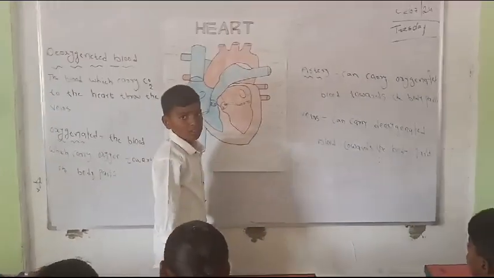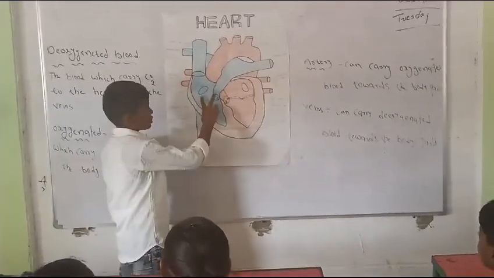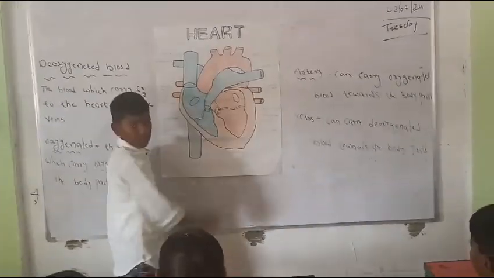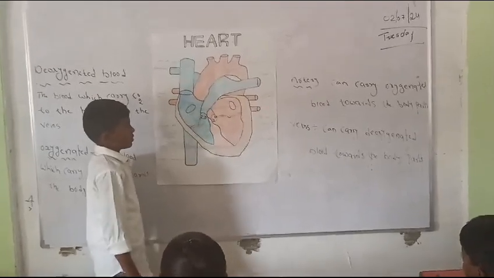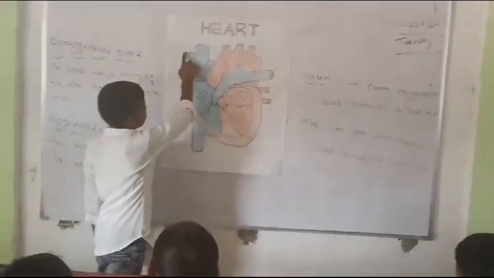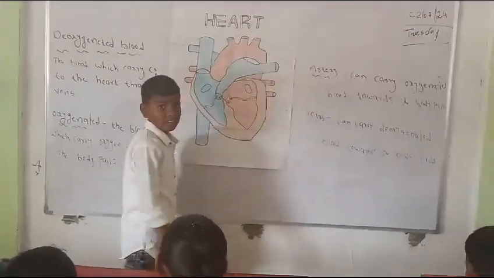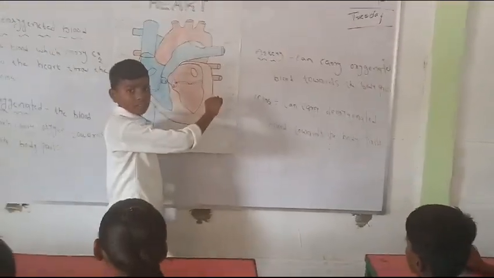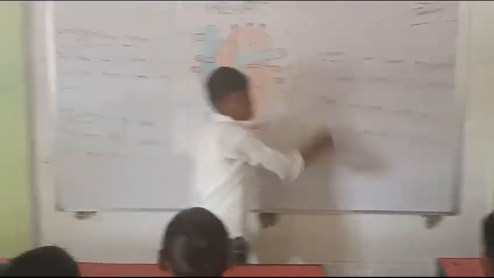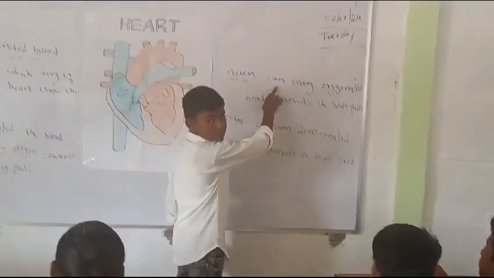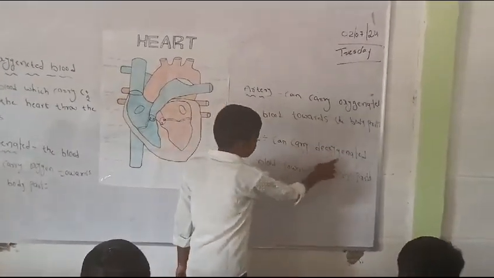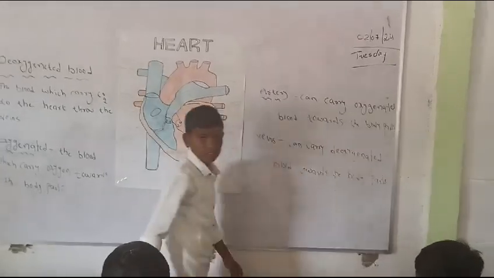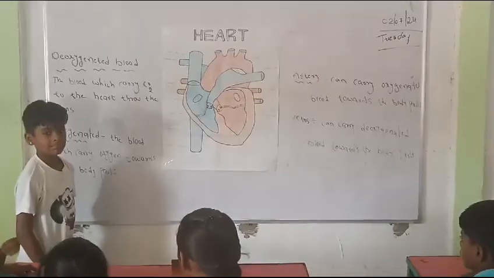So, how many chambers are present in our heart? There are four chambers: two auricles and two ventricles. Which can carry oxygenated blood towards the body parts? Pulmonary artery. Artery. Okay. What are veins? Veins can carry deoxygenated blood. Okay. Very good, beta. Very good.